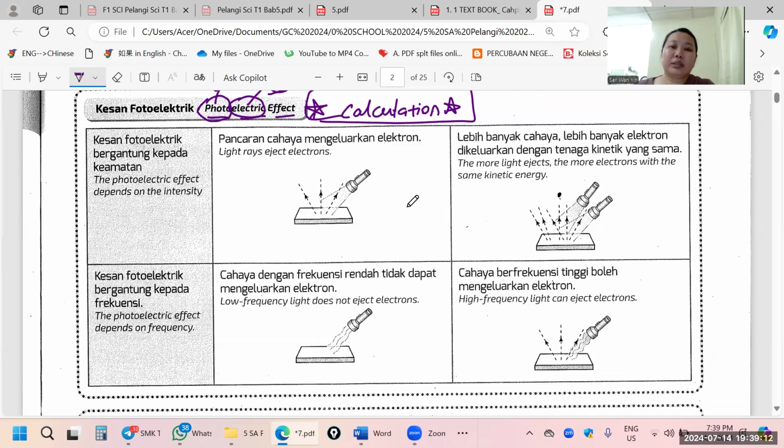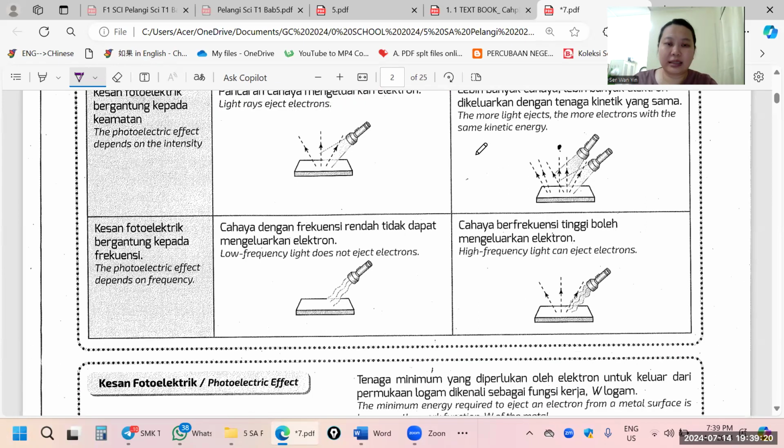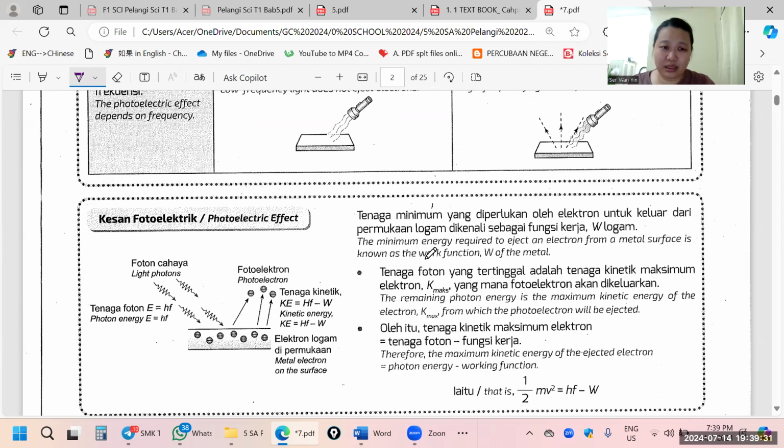Okay, we will study this. This is the most important part, most important theory or calculation. Not hard. We just touch the very surface of the quantum physics. Just a very surface introduction.